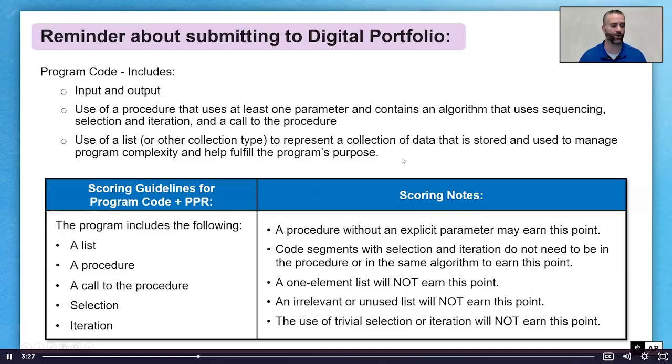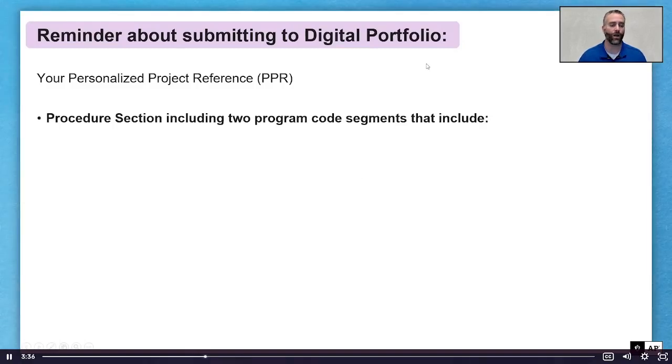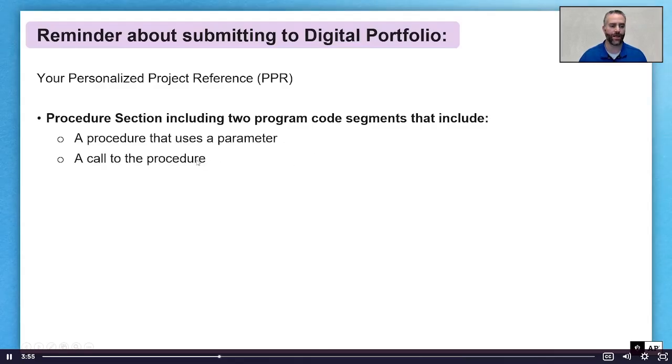Now we're going to move on to the PPR. This is specifically the portions of your code that you are highlighting for your AP test written exam. You must include in the procedure section 2 program code segments that have the following: a procedure that uses a parameter. Remember, we talked about this parameter piece. And a call to the procedure. So there are 2 sections and you're including those 2 items.